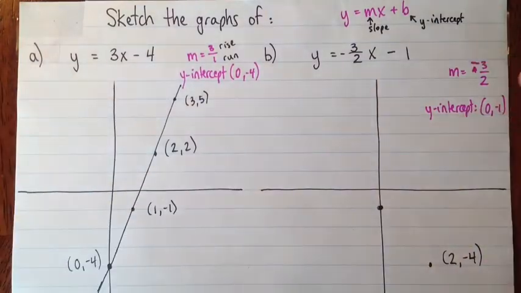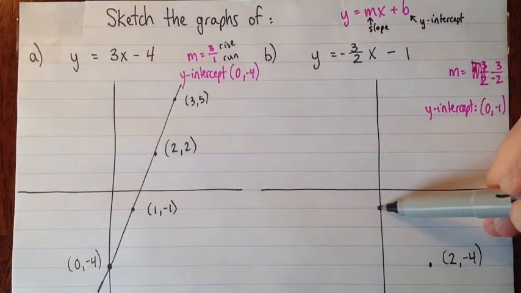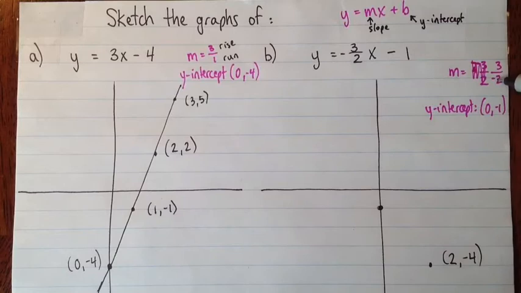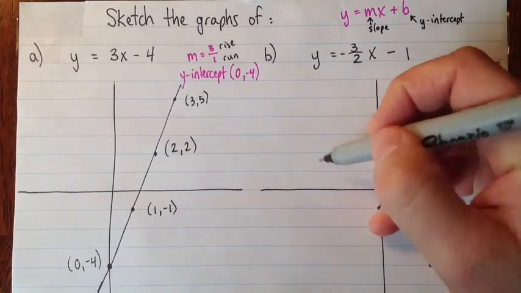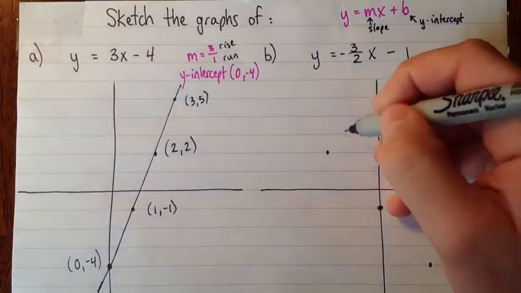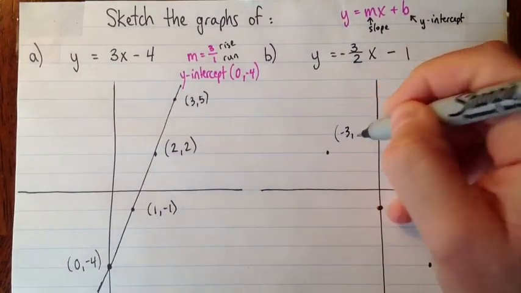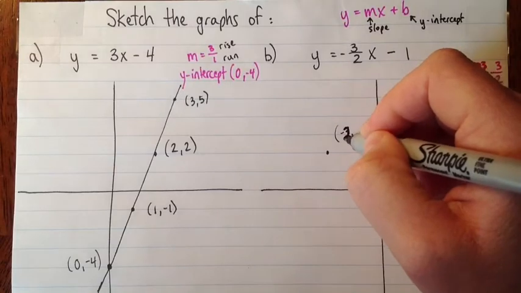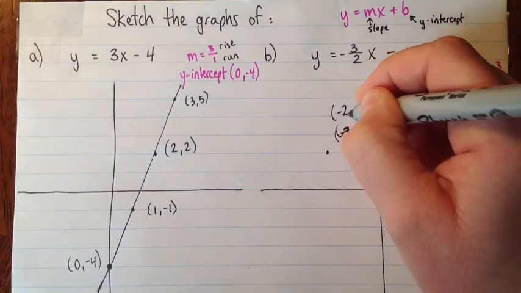Now, if I had done it the other way, if I had said 3 over negative 2, this is what we would have gotten. So we would start at the y-intercept. We'd have a rise of 3, so 1, 2, 3, and a run now of negative 2. So 1, 2, 3, then 1, 2. So we go to the left because we've got a negative. The coordinates of this point are negative 2, 2.